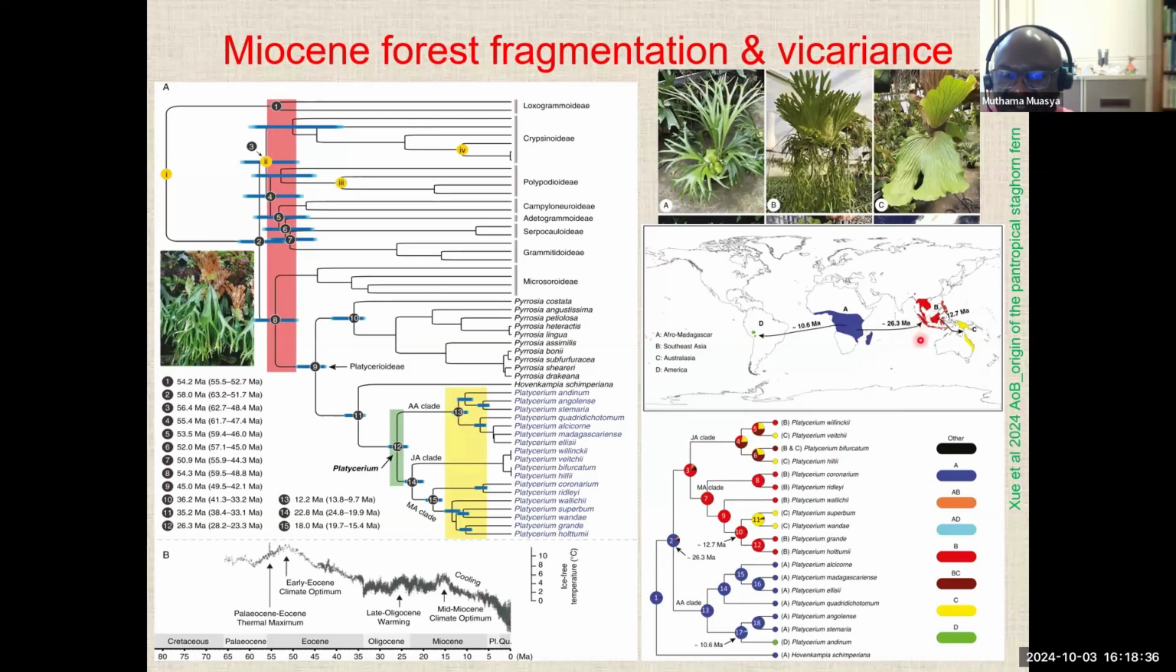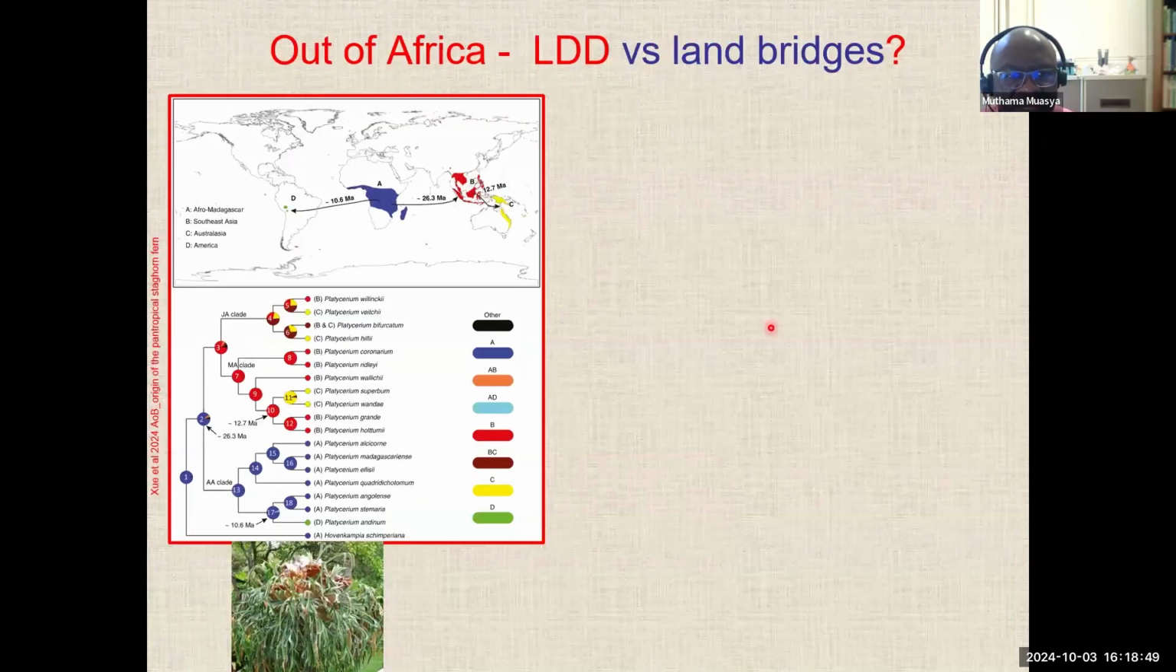And in Southeast Asia also there's radiation leading to quite a number of species arising within the last 10, 12 million years. And there's a single dispersal to South America. So using the staghorn fern as an example, we can hypothesize an out-of-Africa long distance dispersal, which is easy to comprehend when you think of ferns, spores being dispersed in the air.